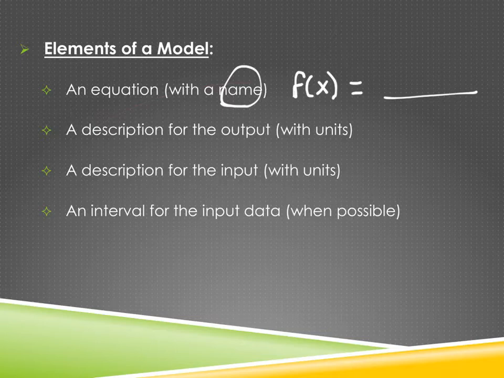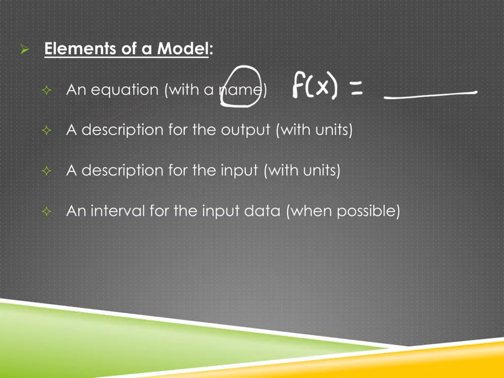Third thing is that we're going to write down what the input is and how it's determined with units. So something like where x is the number of years after 2000, where x is the number of people that showed up for the ball game, where x is in a description.